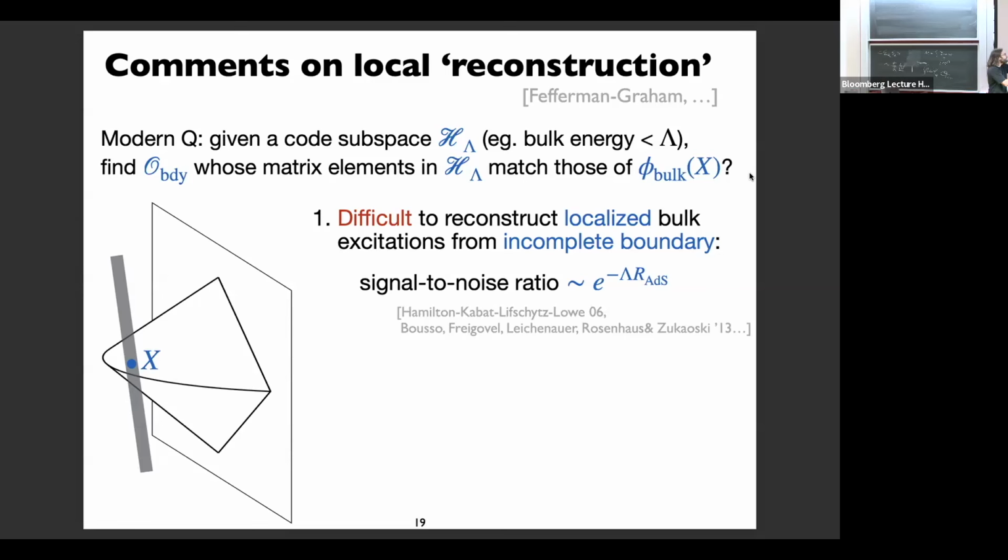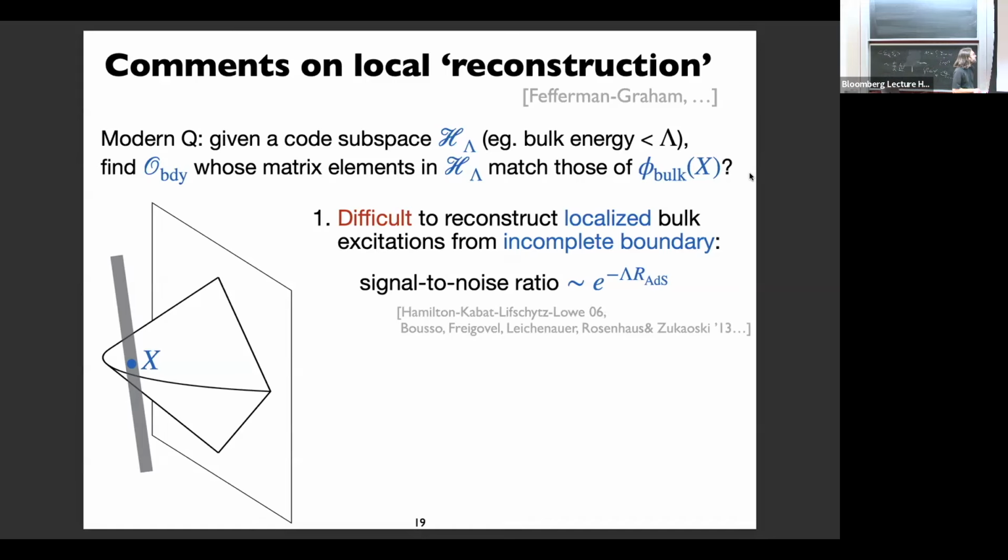And so this exponentially small signal at the boundary has to become an order 1 signal at X. So the signal to noise ratio is exponentially small when you're trying to reconstruct local physics with this type of radial evolution. This is something that's been discussed by many people.